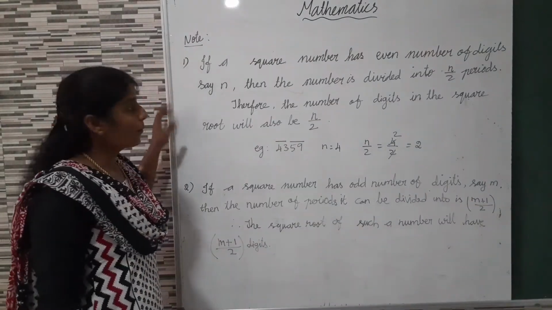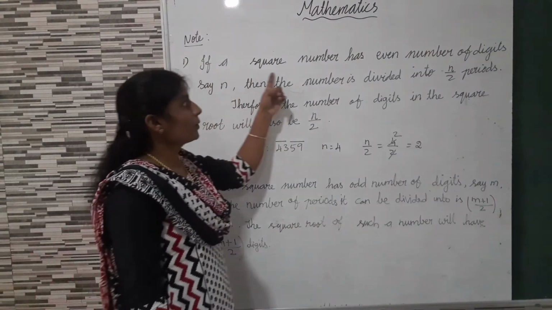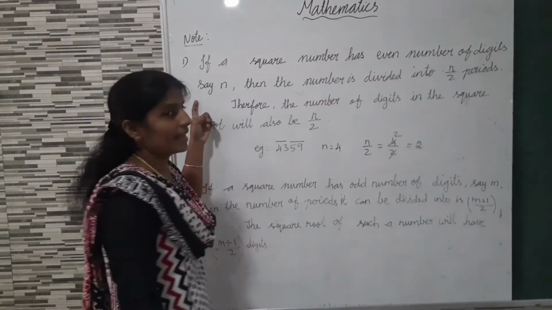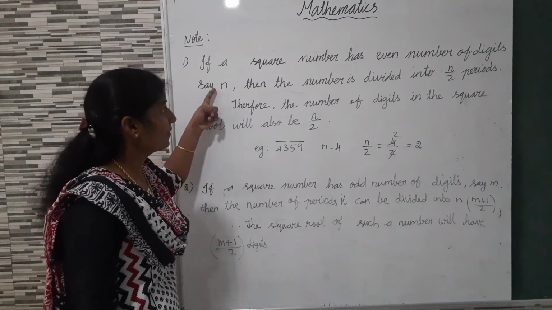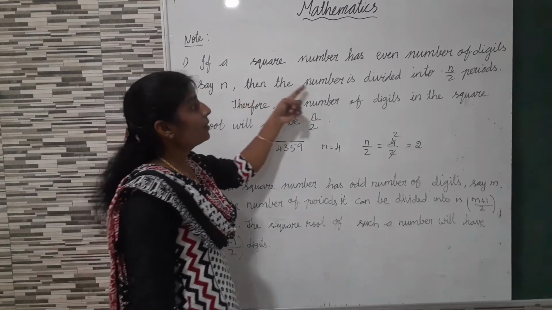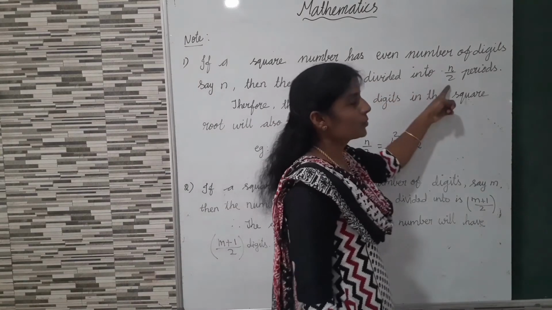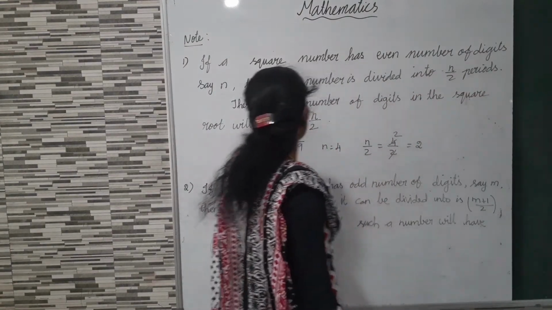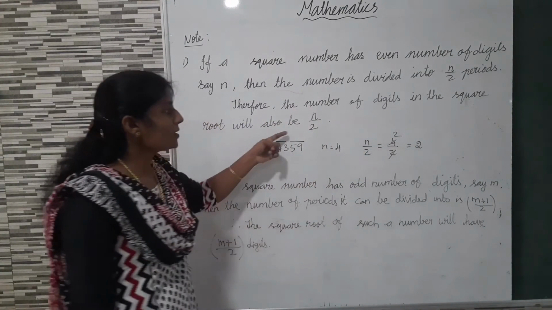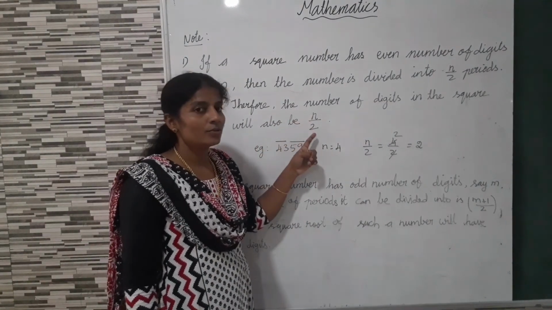Two important points. If a square number has an even number of digits, say n, then the number is divided into n by 2 periods. Therefore, the number of digits in the square root will also be n by 2.